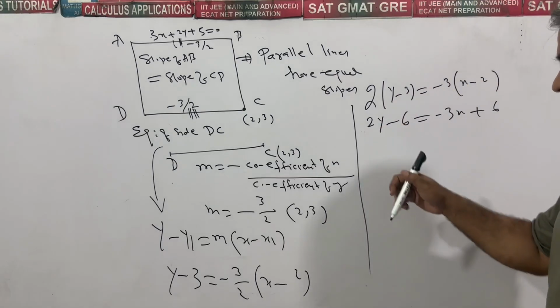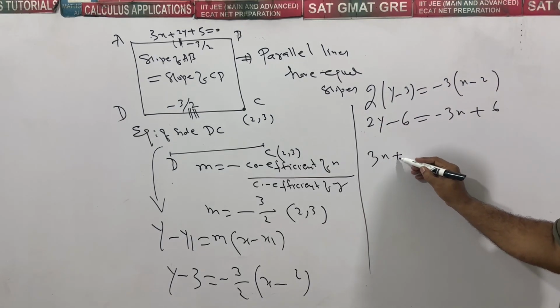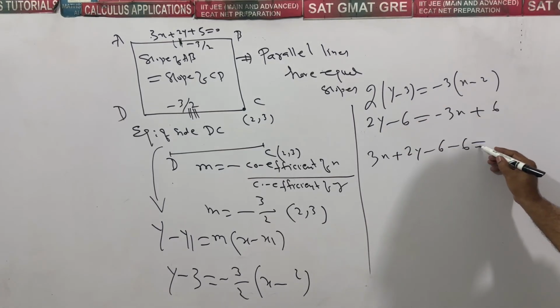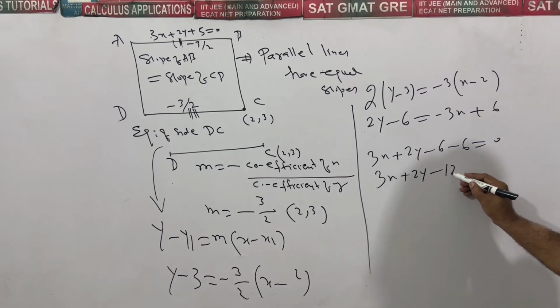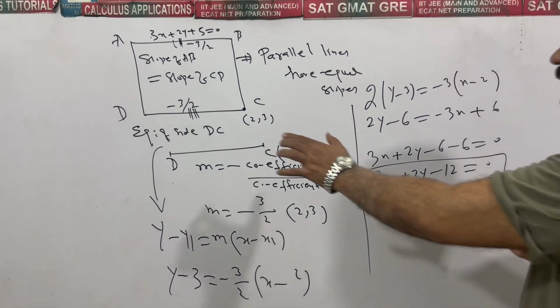So shift this quantity there. From right to left, it will become 3x, 2y intact, same, minus 6. Positive 6 will turn to negative, minus 6. So I have 3x plus 2y minus 12 is equal to 0. That's our required equation of CD.